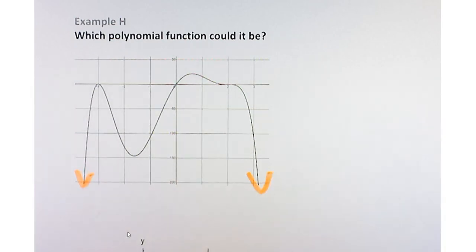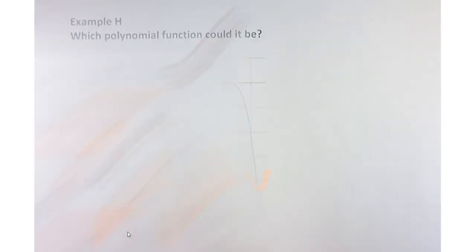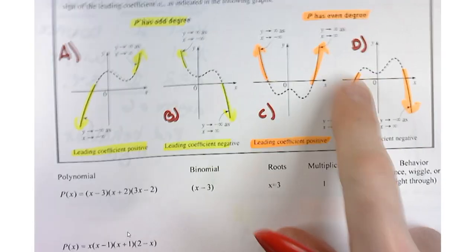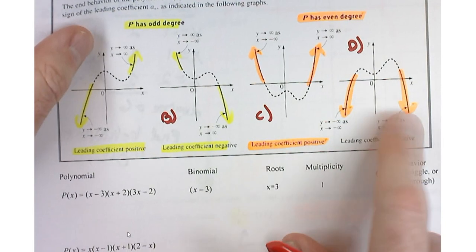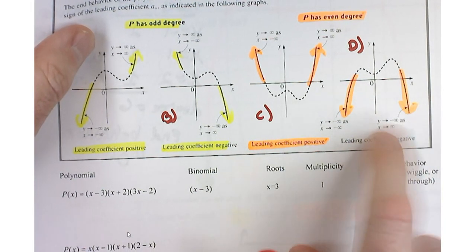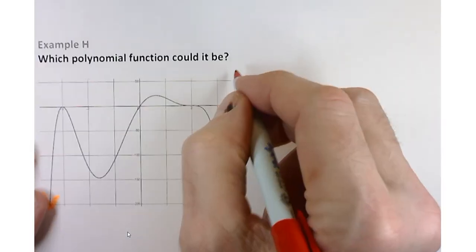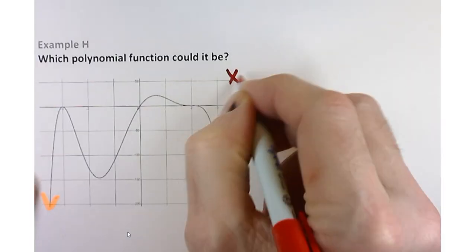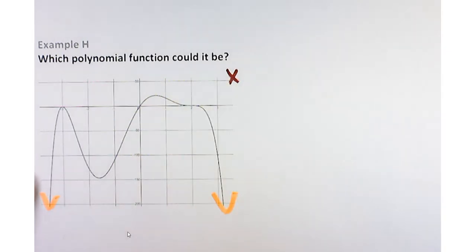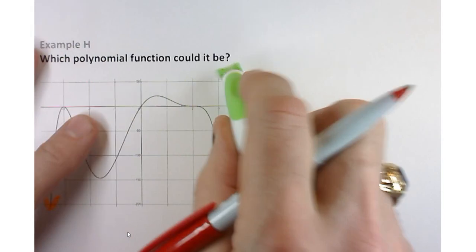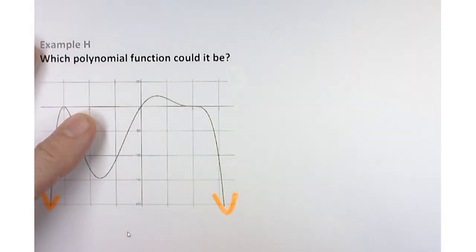I guess the first thing I would notice is the end behavior. Which of our 4 end behaviors is this one? D. So that means we expect an even degree polynomial with a negative leading coefficient. Okay, so let's take a look here. I just want to write the root. Let's take a look at the roots.